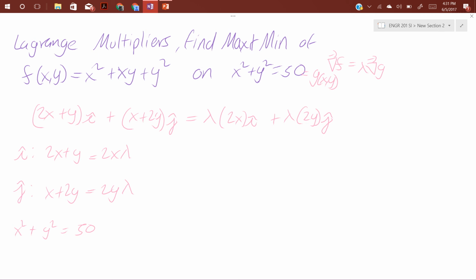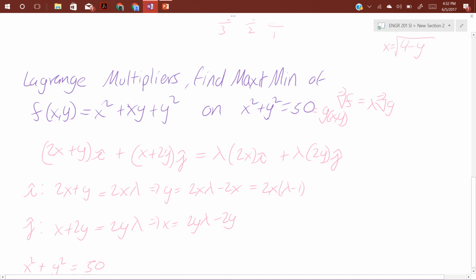So what you would do is, for the i and j equations, you would subtract your common variable and its coefficient to the other side. So what I mean by that is we'll make this y equal to 2x lambda minus 2x, and x equals 2y lambda minus 2y. Because then we can pull out a 2x and a 2y from both of those equations. So then we're left with the lambda minus 1.